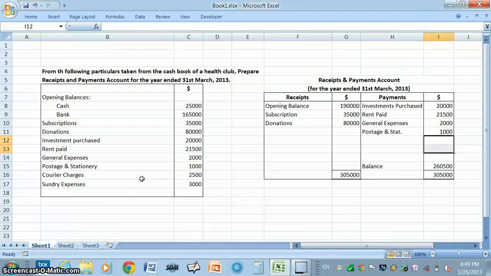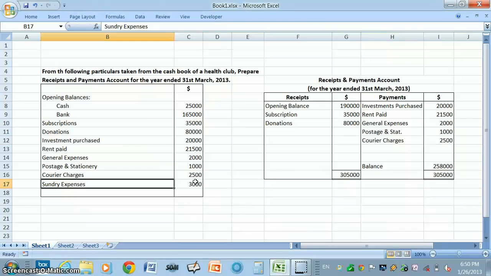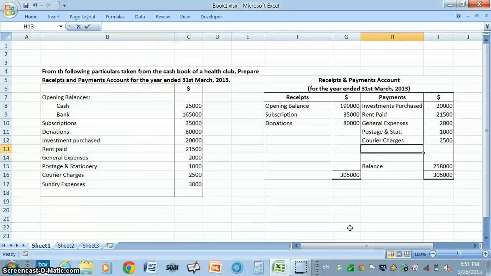After postage and stationery, the next item is courier charges. This will also appear on the payment side, and the amount paid towards courier charges is $2,500. Now one more item is left, that is sundry expenses. This will also appear on the payment side, and the amount paid towards sundry expenses is $3,000.